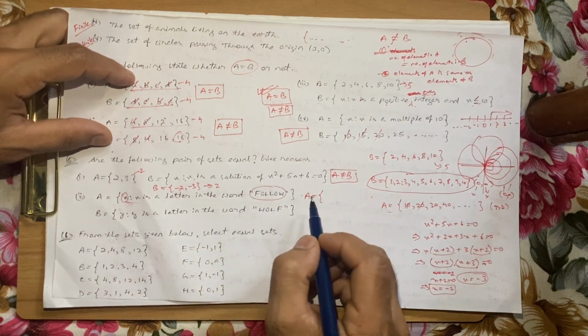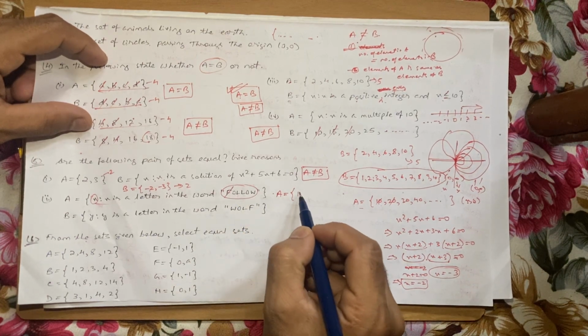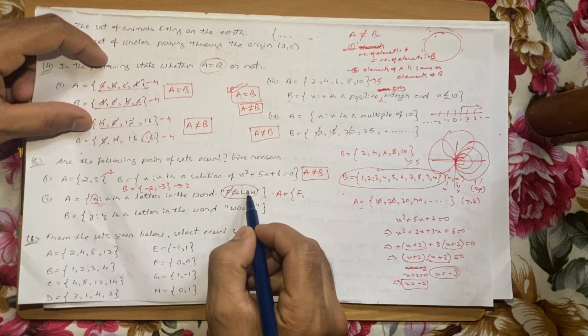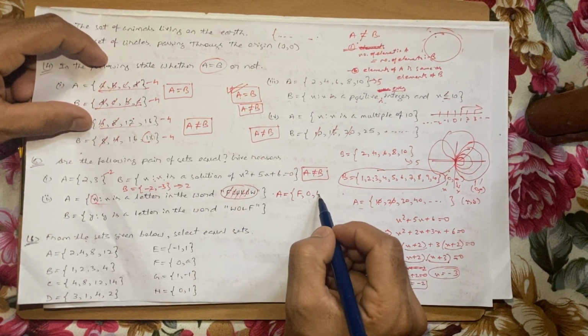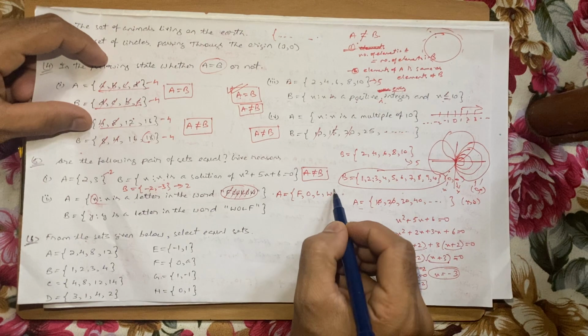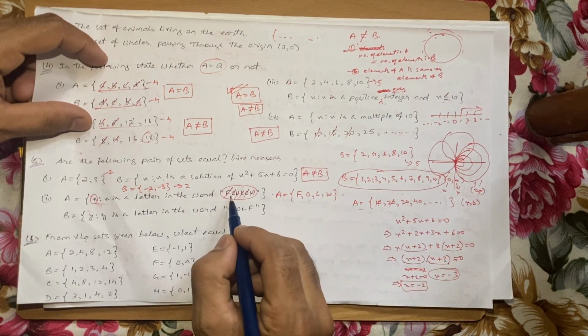So let's try to write. The first letter is F. Is there any repetition of F? No. So F. Then I have O. O has been repeated twice, so I'll just include one O. Then L has been repeated twice, so I'll just include one L. And finally W. So this is a set of what? Letters. Different letters that I can see in the word follow.